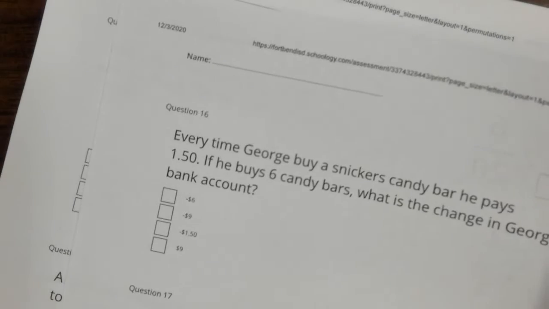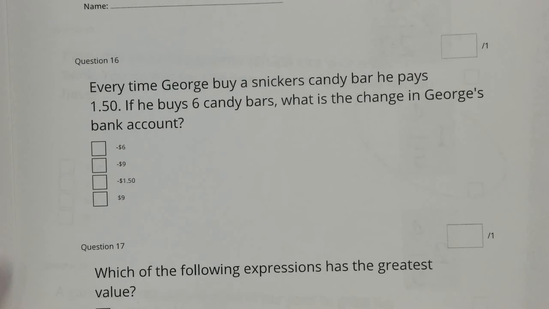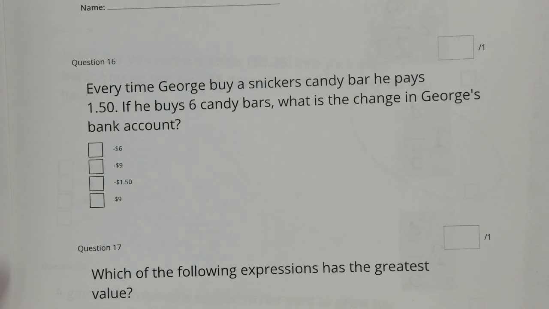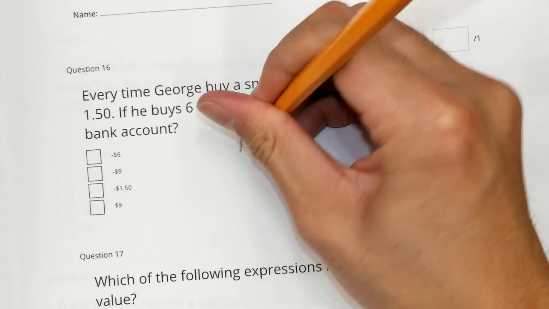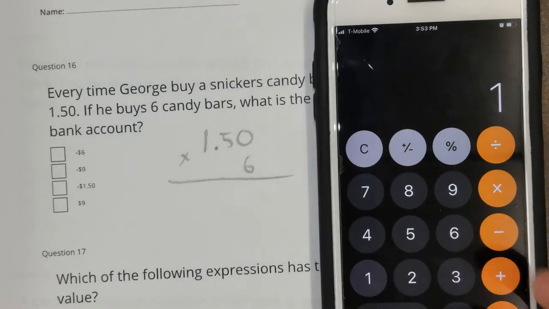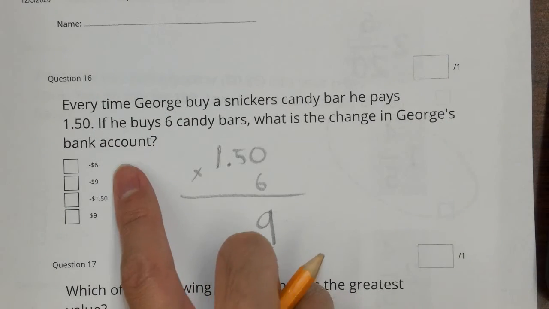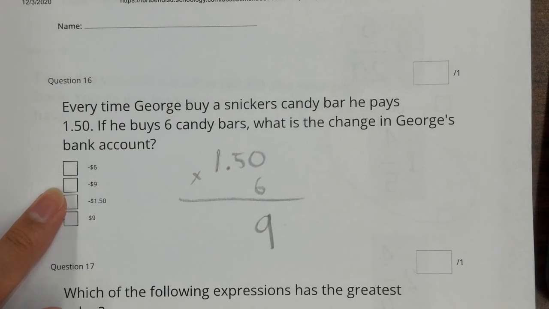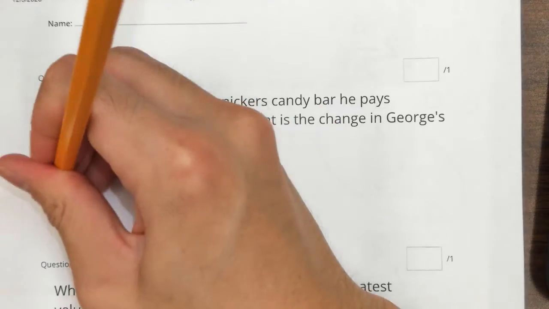Question number 16. Every time George buys a Snickers candy bar, he pays $1.50. If he buys 6 candy bars, what is the change in George's bank account? So basically, how much money does he spend? And how much is it changing in his bank account? Well, if 1 is $1.50, if you buy 6, you just got to multiply 1.50 by 6. Right? Just put it in your calculator. 1.50 times 6 equals 9. But then it asks, what is the change in your bank account? Well, it's going to be a -9 out of your bank account, right? Because you spent the $9, you're taking $9 out of your bank account. That's why it's a -9. Boom.